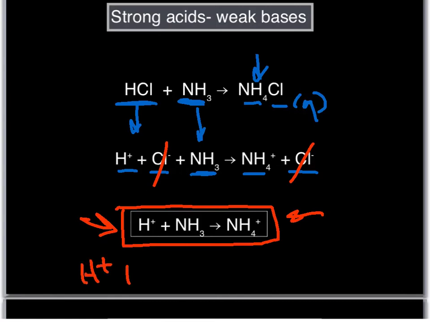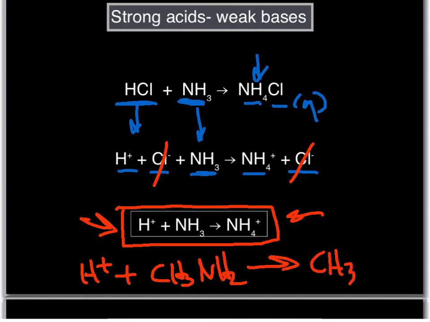So H plus. Here's another example. Let's say we've got methylamine, CH3NH2. The product is going to be CH3NH3 plus. Notice that the product here is going to be positively charged, because this thing is neutral and it's gaining a positive hydrogen ion.